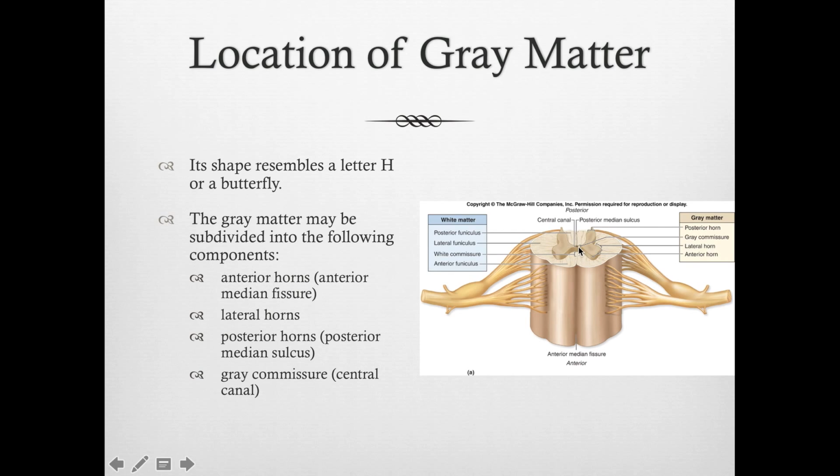And right through the center of it is a very small canal. It's an open space. It's that continuance of those ventricles in the brain. Now, this is a small canal of space here through the spinal cord. It's called the central canal. This is also filled with cerebrospinal fluid.